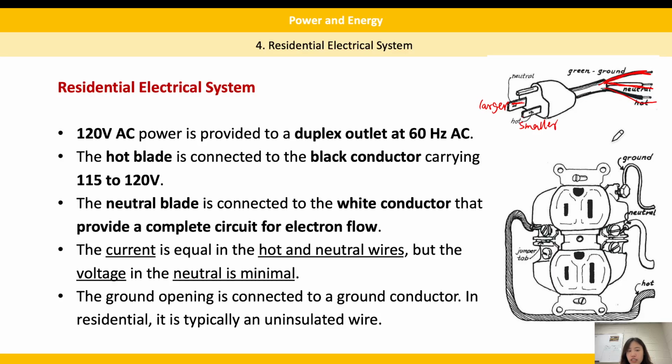In residential, it is typically an uninsulated wire. So we can see the outlet. We have the ground line, neutral line, and hot line. And also the plug-in has the neutral and hot. And this one, the ground line, will connect to the ground. Okay, these are the components for the outlet and plug-in.